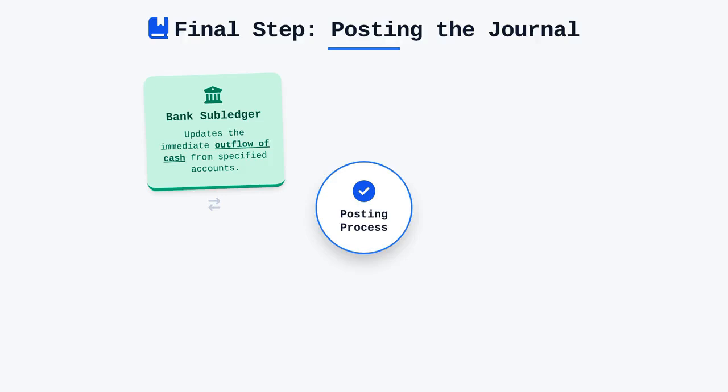After the payment media is generated and transmitted to the banking partner, the final step in the life cycle is posting the journal. When you post a payment journal, several things happen simultaneously within the system architecture. First, the bank subledger is updated, reflecting the outflow of cash from the specified account. Second, the vendor subledger is updated, marking the previously open invoices as settled. This settlement process is vital because it closes off the vendor balance and updates the aged payables reports, ensuring that your view of outstanding debt is always accurate and current.